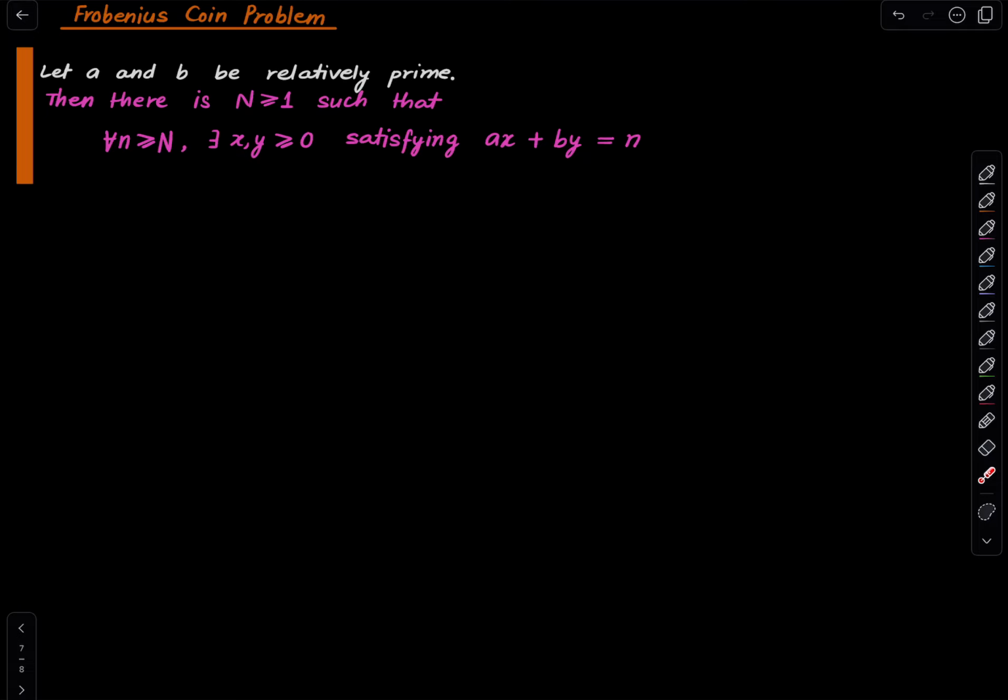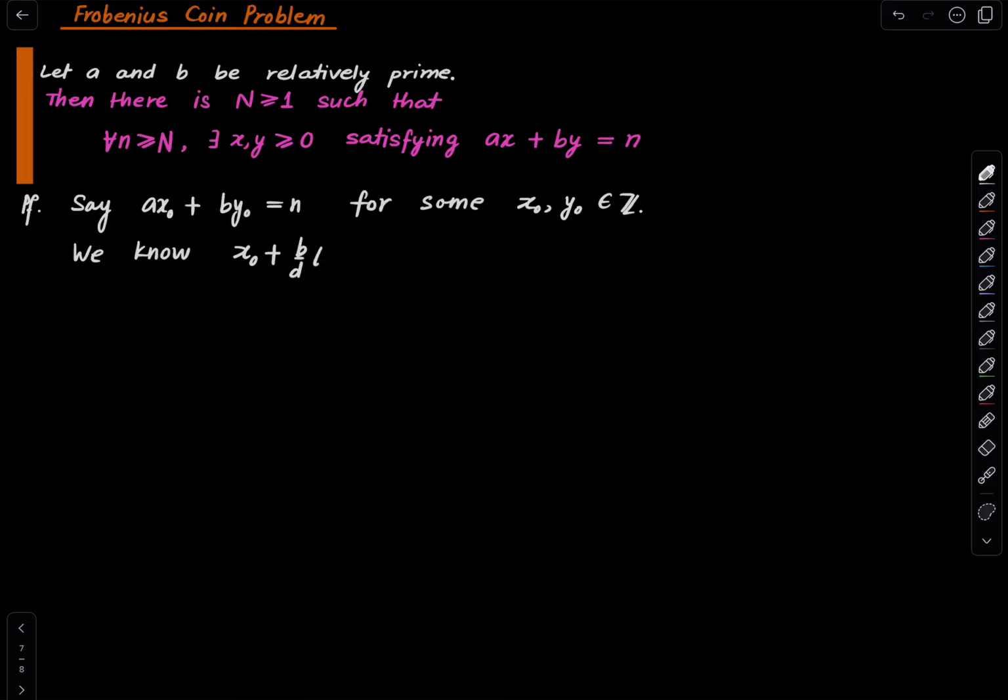Why is this true? Since a and b are relatively prime, we have some solution. Say ax0 plus by0 equals n for some x0 and y0. We know these exist by Bezout's theorem. So we know x0 plus (b/d)t, comma, y0 minus (a/d)t are all the solutions.